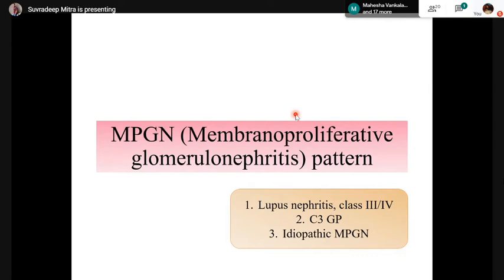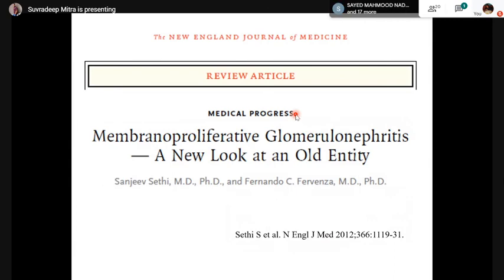Obviously we have to think in terms of lupus nephritis, usually the proliferative classes of lupus nephritis, class 3 and class 4. The second one, again, C3 glomerulopathy. One of the commonest manifestations of C3 glomerulopathy is the MPGN pattern, and idiopathic MPGN, where the causes cannot really be found. So with this, I just want to discuss the MPGN pattern.